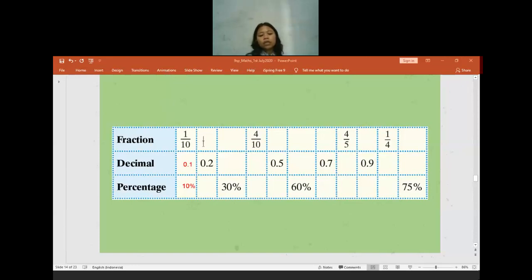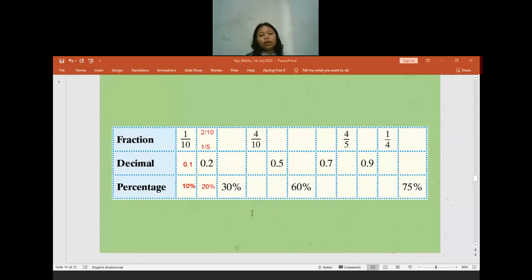What is the fraction of 0.2? 2 by 10. Can we simplify? 1 by 5. Okay, 1 by 5. Good job. Anyone get confused? No? What is the percentage of 0.2? 20%. Okay, good job.